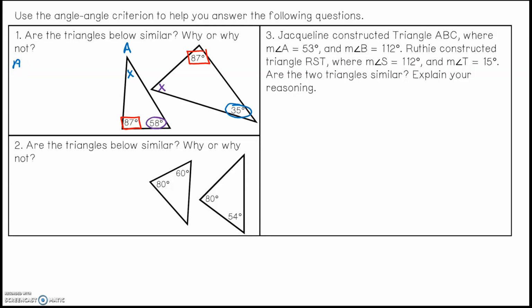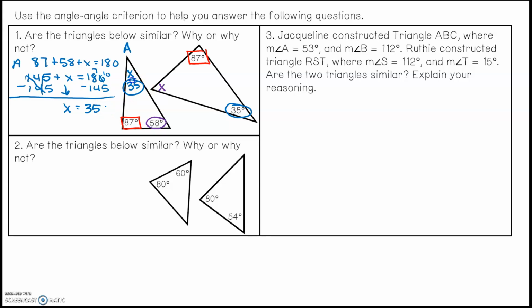On A, since we know that all angles in a triangle always add up to 180 degrees, all we have to do is add them up and set them equal to 180. So it's going to be 87 plus 58 plus x equals 180. I add these together. That's 145 plus x equals 180. Subtract the 145. X just comes down. We do our math here, and we get 35 degrees is the missing angle in this triangle.